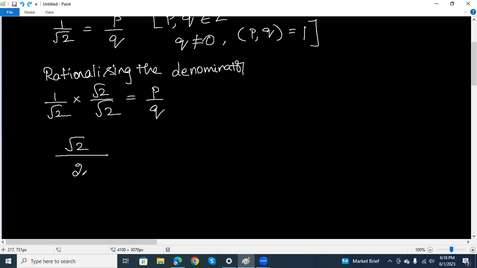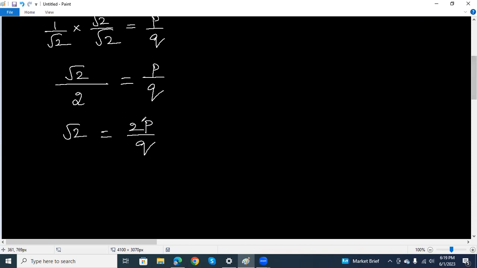So root 2 by 2 is equal to p by q. Now just leave this root 2 here and transpose the 2 to the other side. Here it is in the denominator. It comes to the numerator. 2p by q. What I told before? P is an integer. Q is also an integer. When you divide both integers, then it is a rational number. Okay. 2p by q is a rational number here.